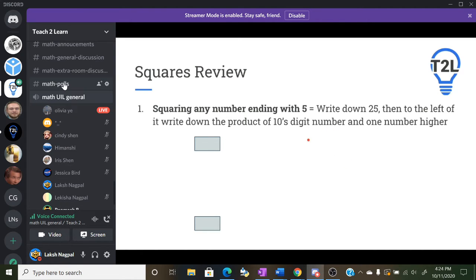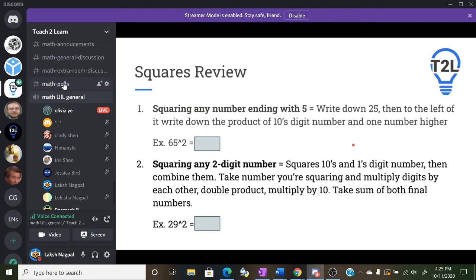So, squaring any number ending with 5. Let's just say 25, as they have. So, oh, actually 65. So you have 65 times 65. You notice the 5, you write down 25, and then you multiply 6 by 6 plus 1. 6 plus 1 is 7, so 6 times 7 is 42. That's the other side of your number. So you'd write down 42, and then you'd write down 25. So it would be 4,225.